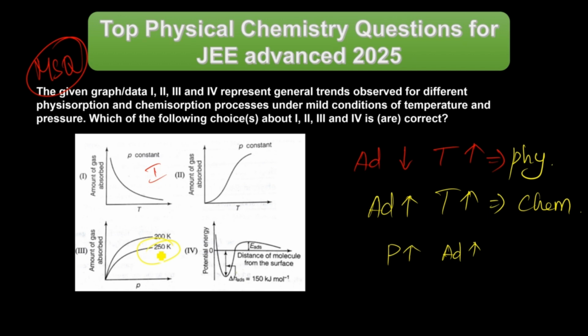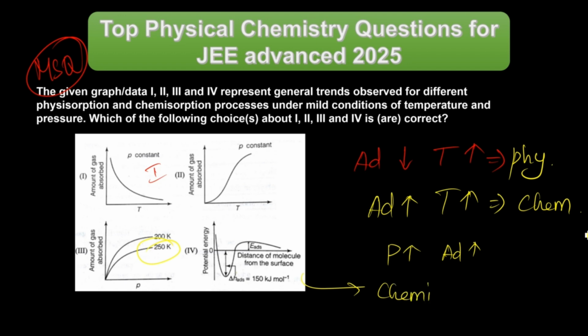Then the fourth graph indicates chemisorption because it is explaining the bonding system, right? The potential energy and the distance of the molecule from the surface. So the attractive force dominates up to some point. After that, what will happen? They start repelling each other. As we are moving forward, the repulsion will get dominant. So this can be chemisorption.